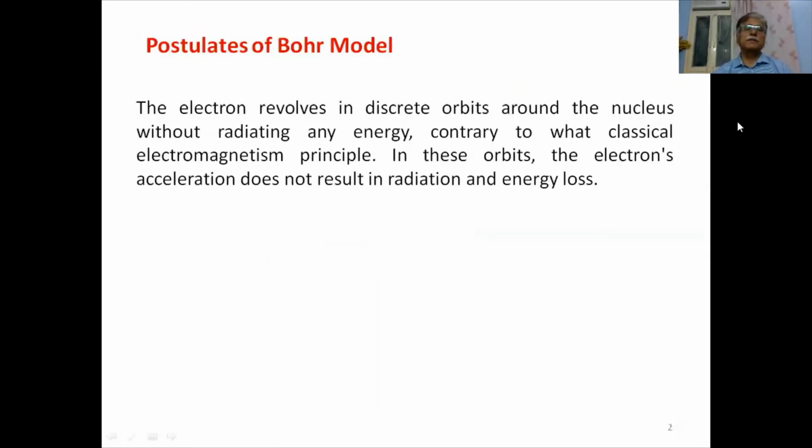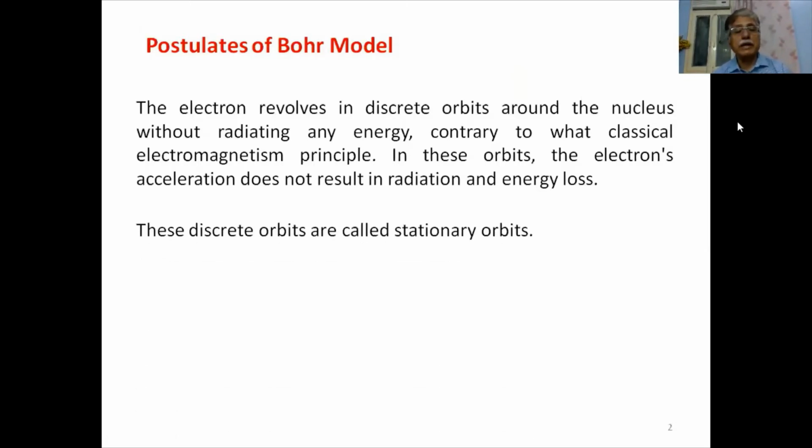Let us first start with the postulates of the Bohr model. According to this model, the electron revolves in discrete orbits around the nucleus without radiating any energy. Mind it, it is not radiating any energy despite being accelerated. Any electron orbiting the positive nucleus is certainly accelerated, and any accelerated charged particle should radiate energy according to classical electromagnetism. But this is not radiating.